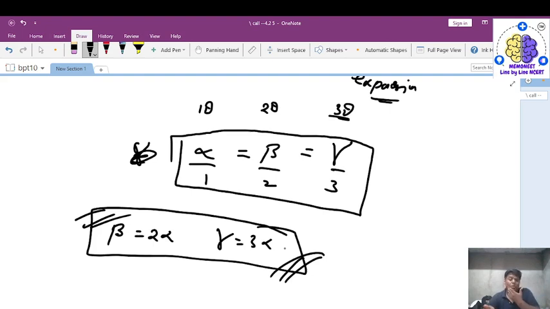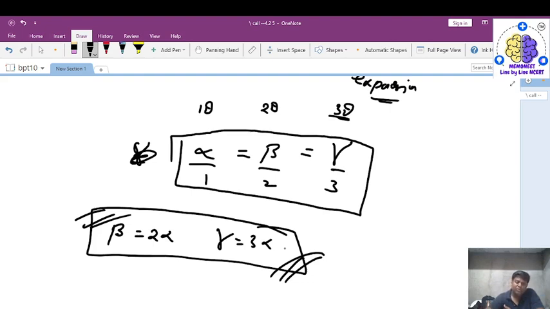If we supply heat to a body, what will happen? The temperature will increase. If we withdraw heat from the body, the temperature will decrease. Heat is measured in joules, and mostly heat is written in calories. What is 1 calorie? 1 calorie is the amount of heat required to raise the temperature of 1 gram of water from 14.5 degrees centigrade to 15.5 degrees centigrade, right?